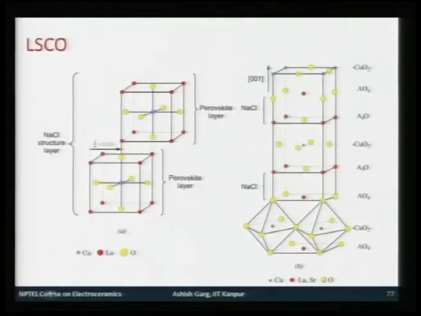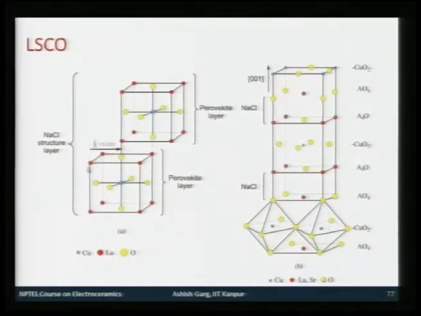So if we go to the next slide, if you look on the left, you have these two perovskite layers which together make the NaCl structure layer. Now if you look at the top perovskite layer, it is shifted with respect to the bottom perovskite layer by the vector half 110.